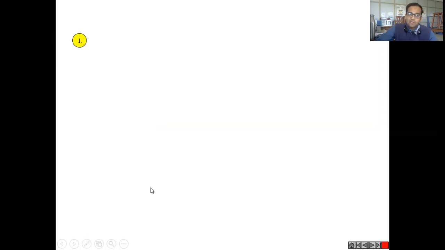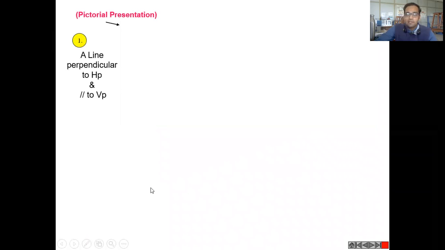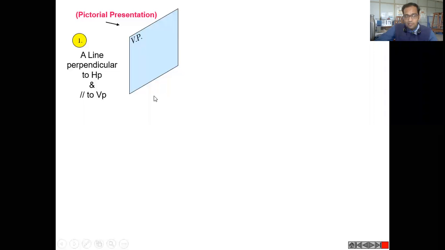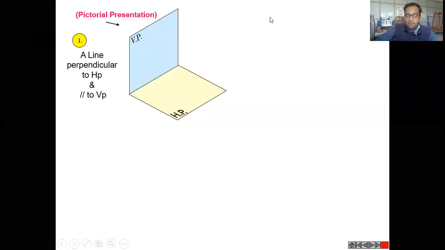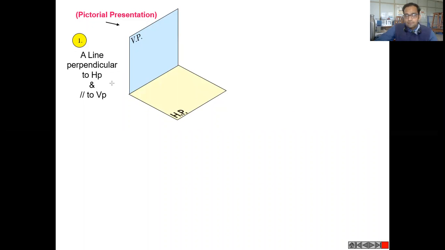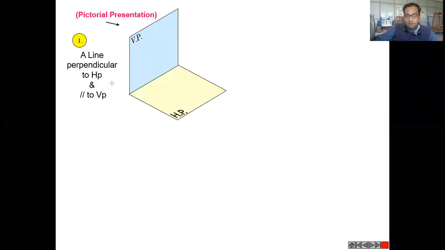What is our today's task? Our today's task is to identify the pictorial views of a line which has been configured in a particular way. So let us move ahead and see how lines are going to be presented. Let us have a vertical plane and a horizontal plane. What we are targeting right now is a line's presentation which is perpendicular to HP and VP both. Right now we are working on that condition.